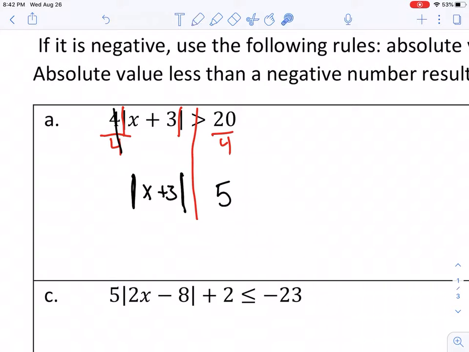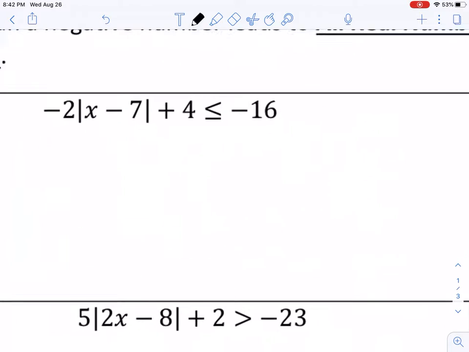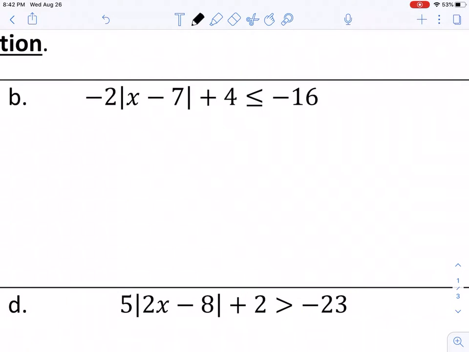And then I'm still checking because I'm dealing with inequalities. If I divide by a negative number, it flips my inequality sign. In this case, my inequality sign does not flip. So there's the first example for isolating our absolute value. This is going to feel a little bit disjointed, but I want to show you just repeatedly so that you get a good idea of what it looks like.